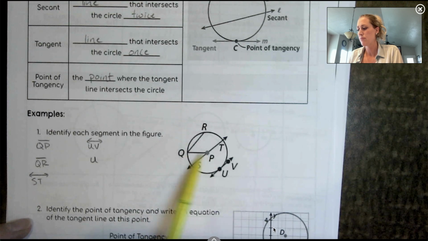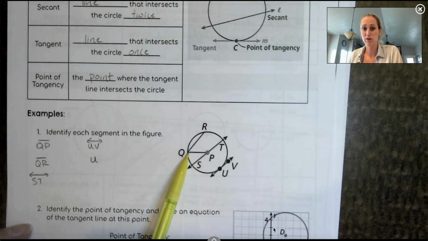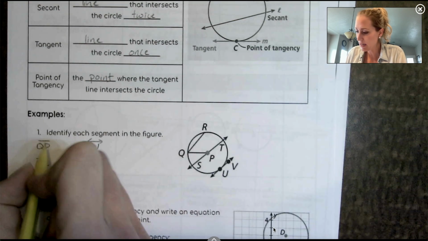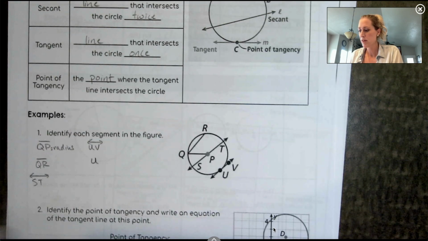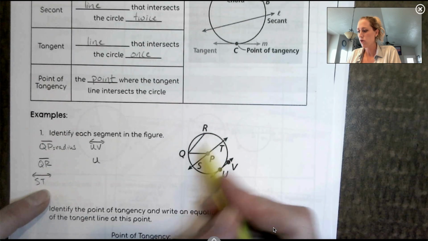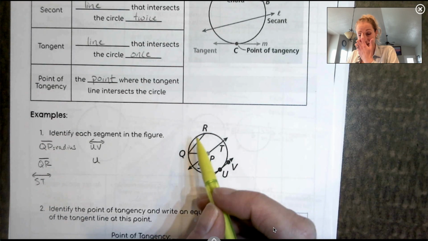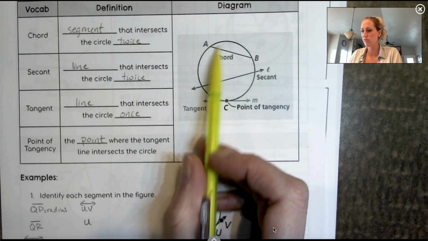Okay, so QP, that's one we already know. It's going from the center to a point on the circle. That is a radius. Okay, QR, so this is a segment and its endpoints are on the circle. It's touching the circle twice, but it's not a line. So that is our first option right here. That is a chord.